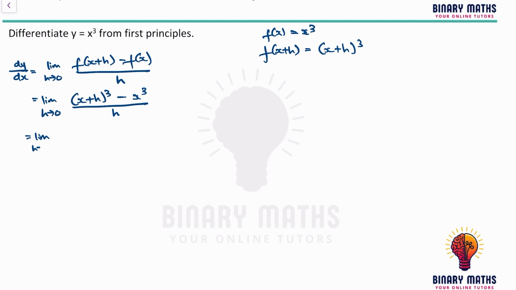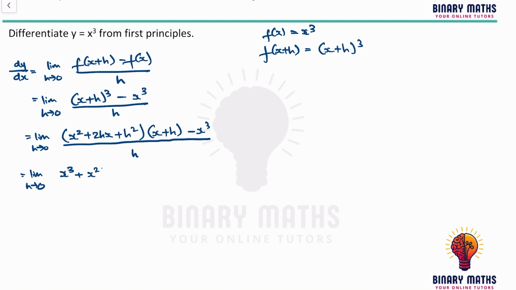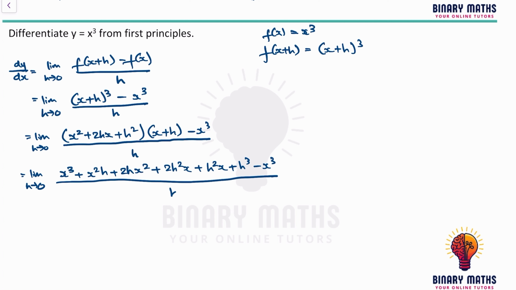which is the limit as h tends to 0. If I do (x + h) times (x + h), I get x squared plus 2hx plus h squared, times (x + h), minus x cubed over h, which is the limit as h tends to 0 of x cubed plus x squared h plus 2hx squared plus 2h squared x plus h squared x plus h cubed minus x cubed all over h. I can clearly see the x cubes will cancel out.